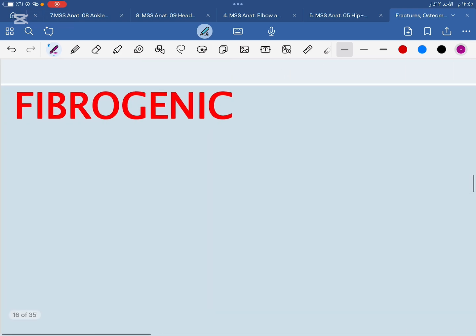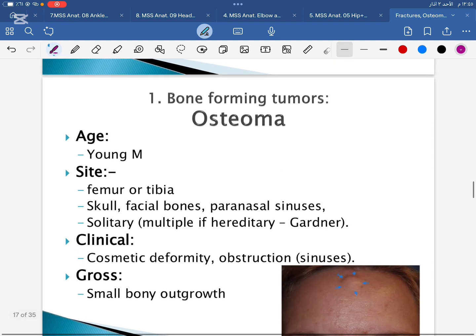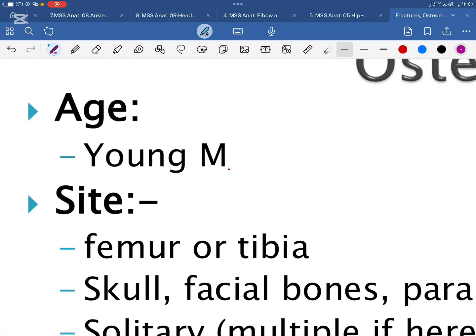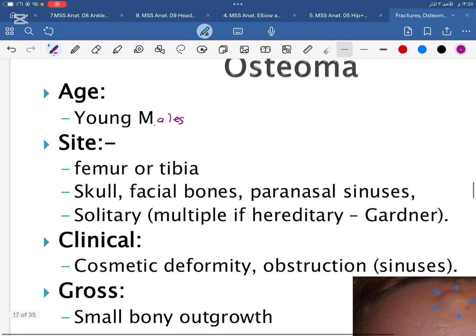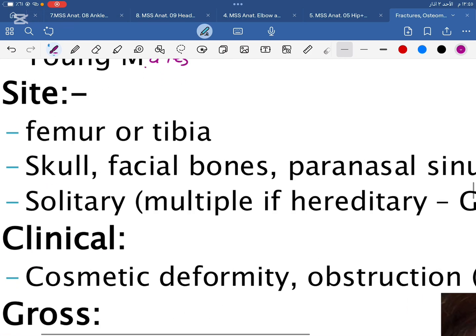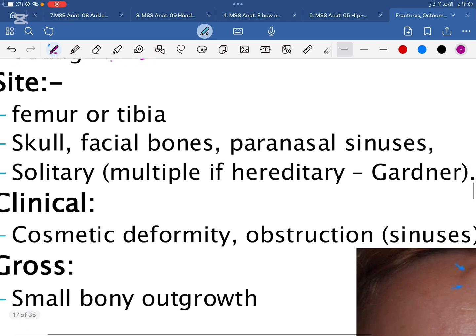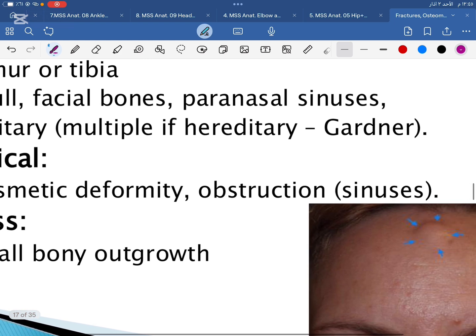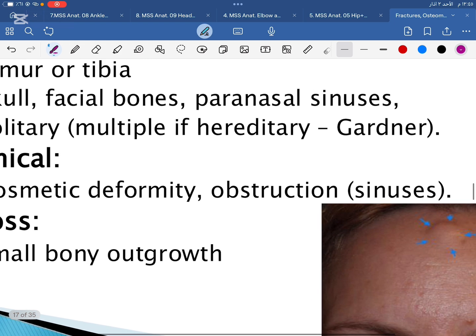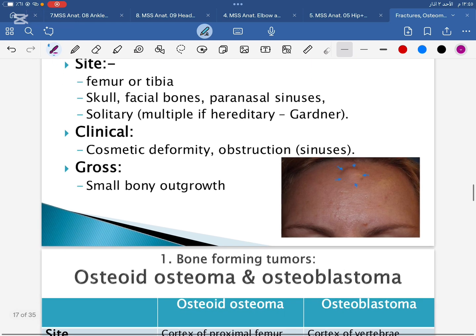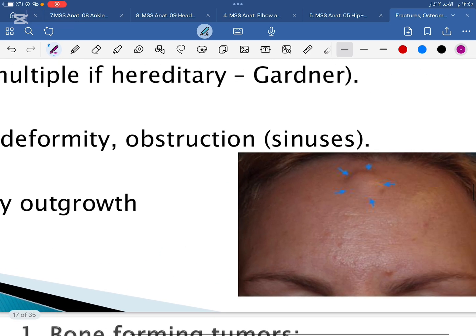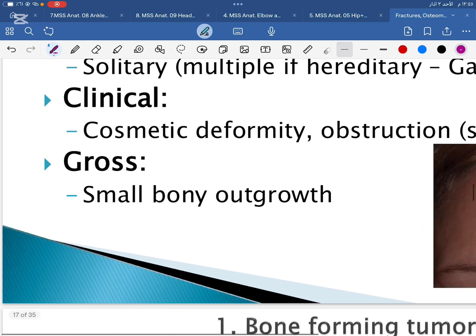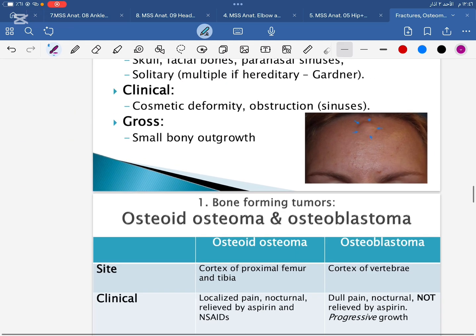The bone forming tumors, osteomas, affect young males. The sites mostly involved are the femur or tibia around the knee joint, and also the skull, facial bones, and paranasal sinuses. Usually it is solitary, one lesion. If it is multiple, we suspect a hereditary syndrome, Gardner syndrome. Clinically, it may cause cosmetic deformity or obstruction in the sinuses, the facial bones with paranasal sinus. It is a small bone outgrowth.